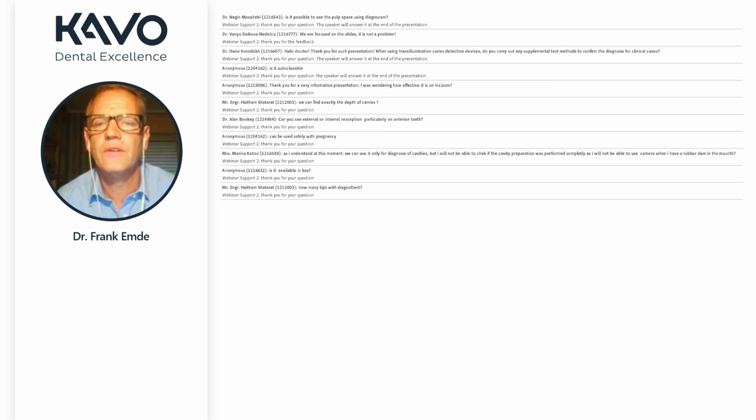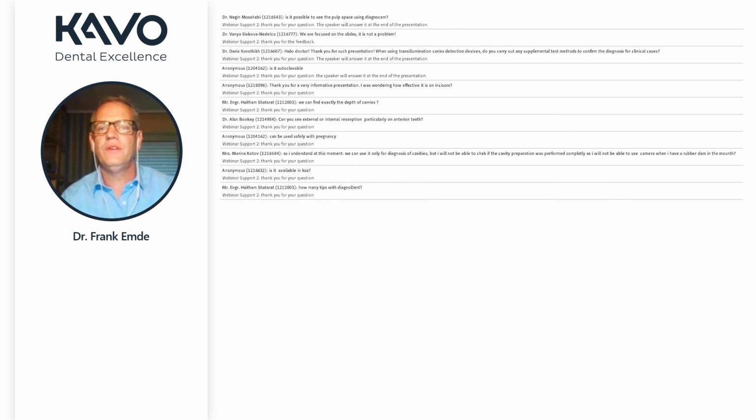Can you see external or internal resorption, particularly in anterior teeth? No, this is not possible. I have not seen that. I have not tested it, so I think it will be hard. Internal resorption is not possible. We are not able to look under the gum. This is the limitation of the device: enamel above the gum.